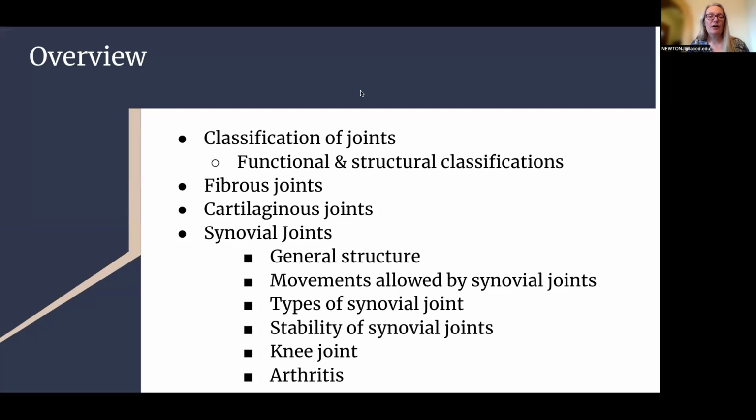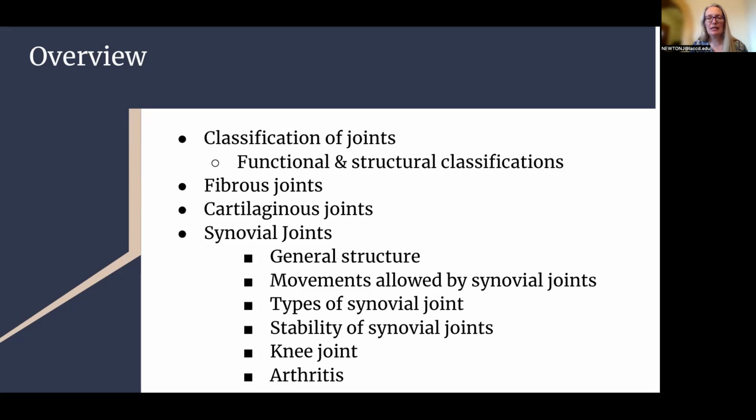So we'll start off by looking at how we can classify different articulations, different joints in our skeletal system. We'll be looking at both functional and structural classifications. A functional classification is going to be looking at how much movement is possible at a joint. And then structural classifications, we're going to be looking at the actual structures involved, what tissues are forming those joints.